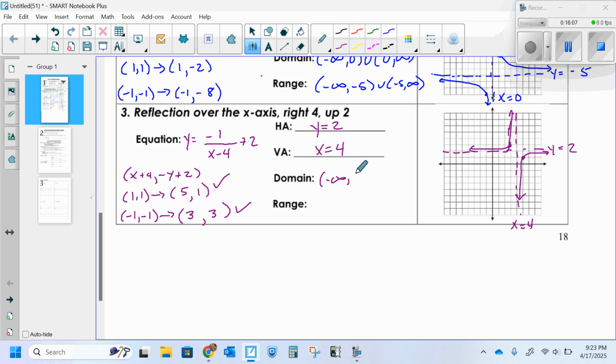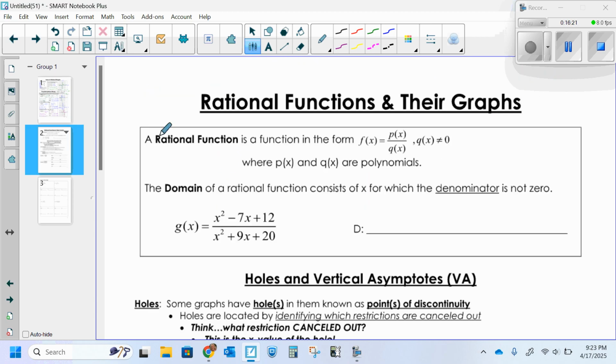Domain, -infinity to 4, union 4 to infinity. Range, -infinity to 2, union 2 to infinity. Okay, let's try the next page.